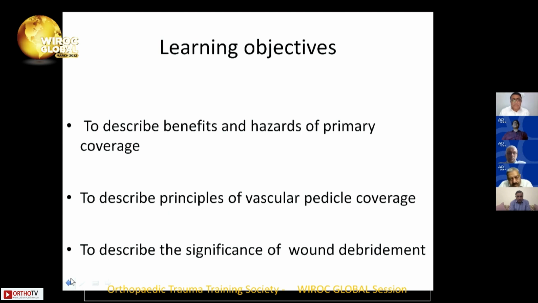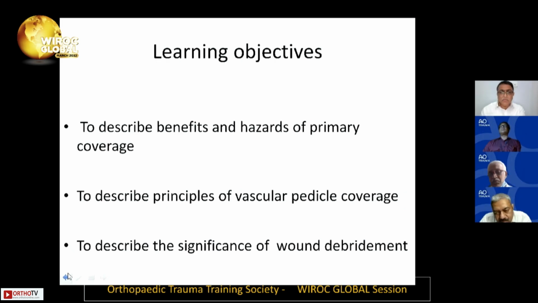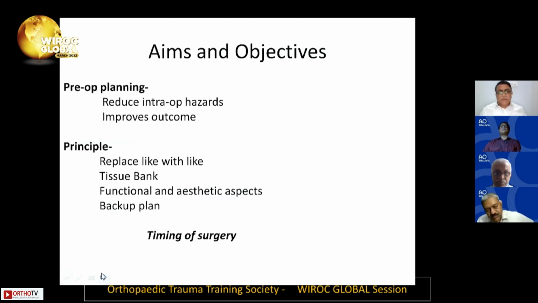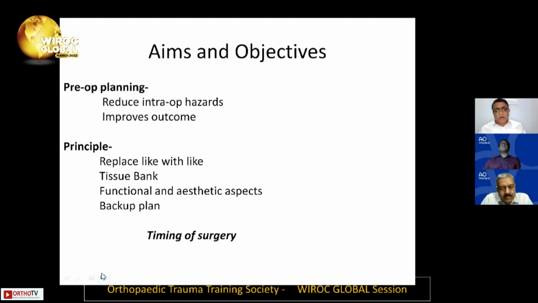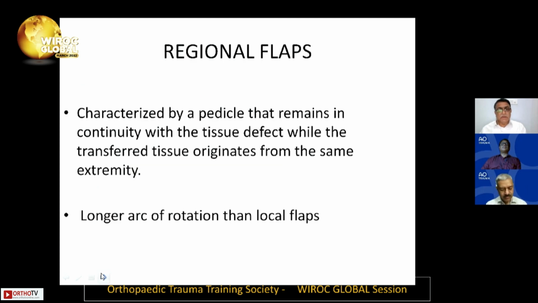The objective is to describe the benefits and hazards of the primary coverage, to describe the principles of the vascular pedicle coverage, and to describe the significance of good wound debridement. The aims and objectives are pre-operative planning to reduce the intra-operative hazards. The principles are to replace the tissue like with like. If needed, use the tissue bank. Functional and aesthetic aspects are equally important, and there must be a backup plan if the surgery does not work as a primary procedure. And the timing of the surgery is very, very important.